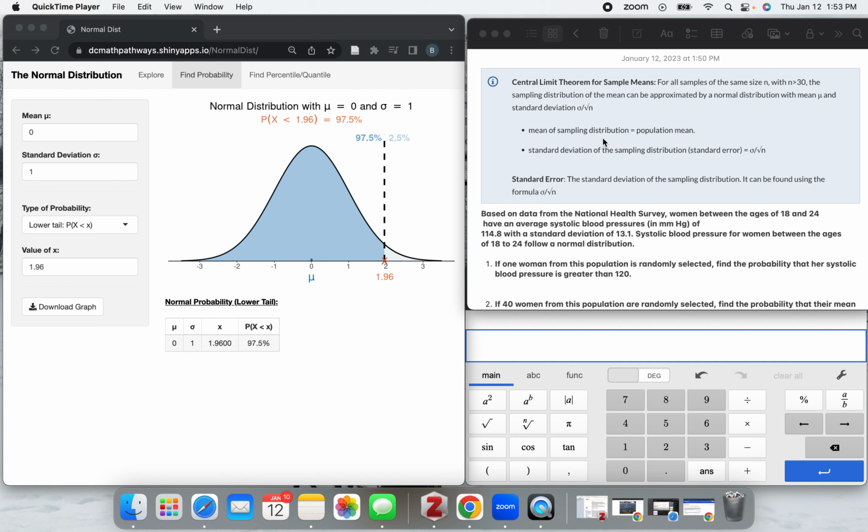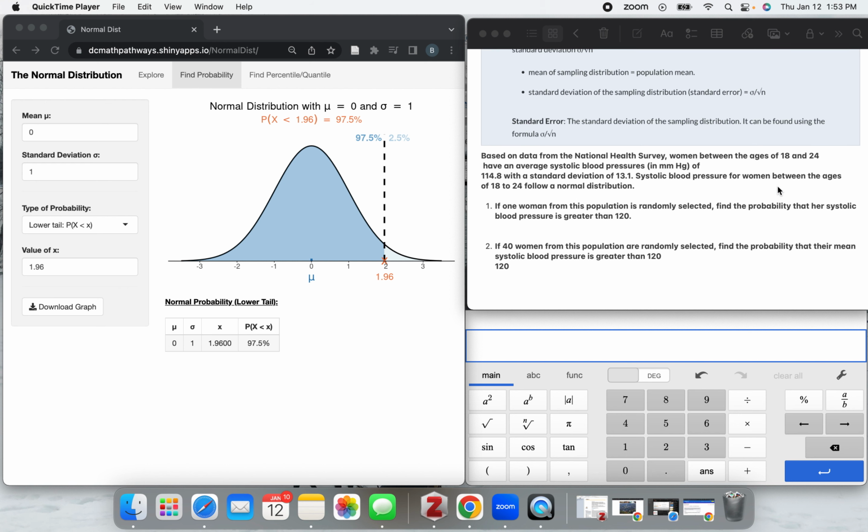So the mean of the sampling distribution is going to equal the population mean, and the standard deviation of the sampling distribution, or the standard error, is going to be the standard deviation over the square root of n. Remember, we can use the central limit theorem when our sample size is greater than 30, or if the original population comes from the normal distribution. So let's go ahead and move on to our example.